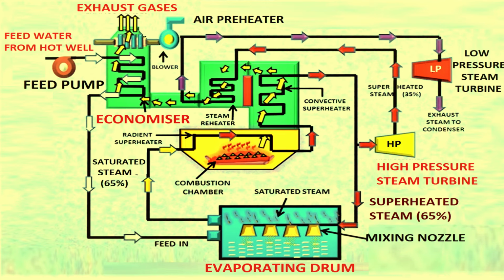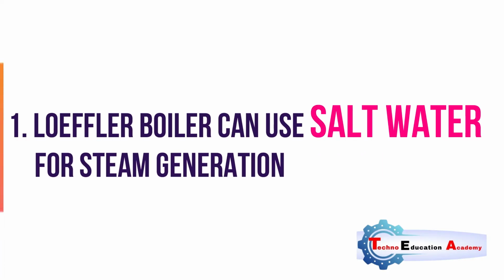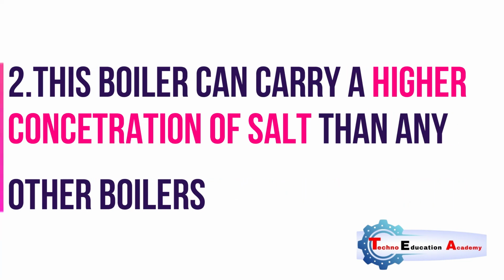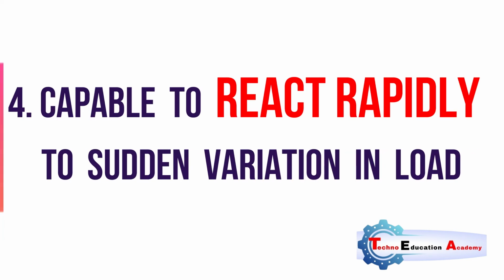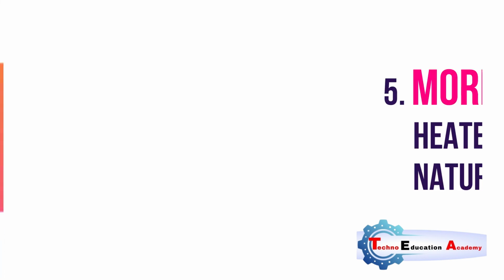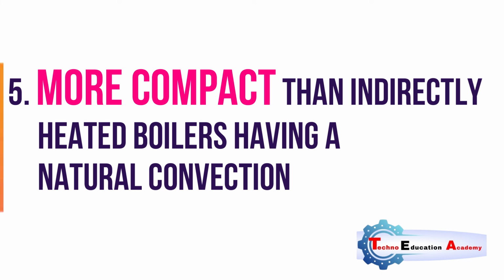Now we will discuss the advantages and disadvantages of the Loeffler boiler. The following are the advantages. The first advantage: the Loeffler boiler can use salt water, or saline water, for steam generation. This boiler can carry a higher concentration of salt than any other type. The deposition of salt and sediment on the inner surface of the water tube is eliminated, which was the major difficulty experienced in the Lamont boiler. It is capable of reacting rapidly to sudden variation in the load. And the last advantage: it is more compact than indirectly heated boilers having natural convection.